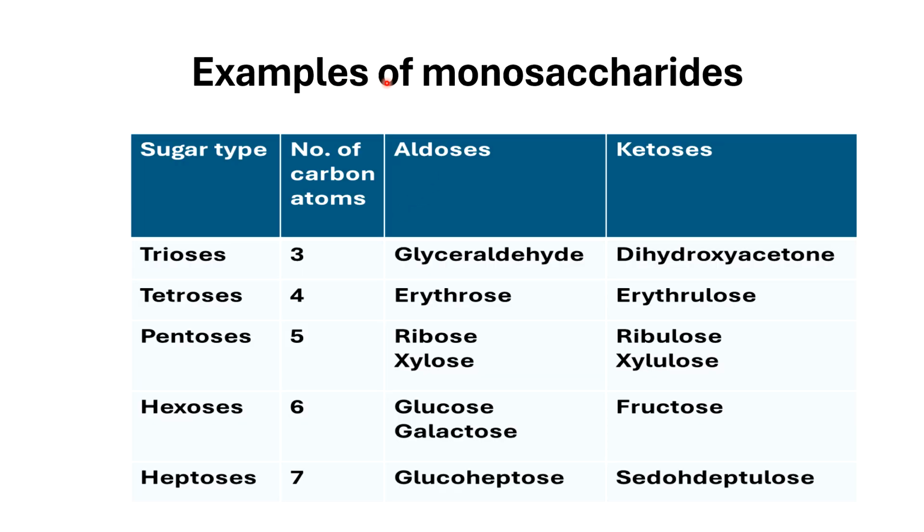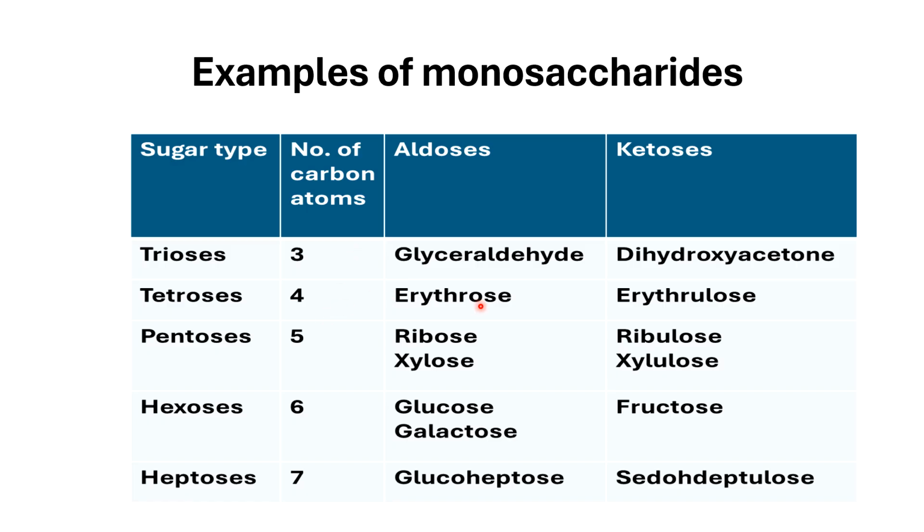If we see examples of monosaccharides, then based on the number of carbon atoms, it can be triose. Triose means the single sugar unit will have 3 carbon atoms. Examples are glyceraldehyde and dihydroxyacetone. Similarly, tetrose will have 4 carbon atoms. Pentose will have 5 carbon atoms. Hexose will have 6 carbon atoms and heptose will have 7 carbon atoms.